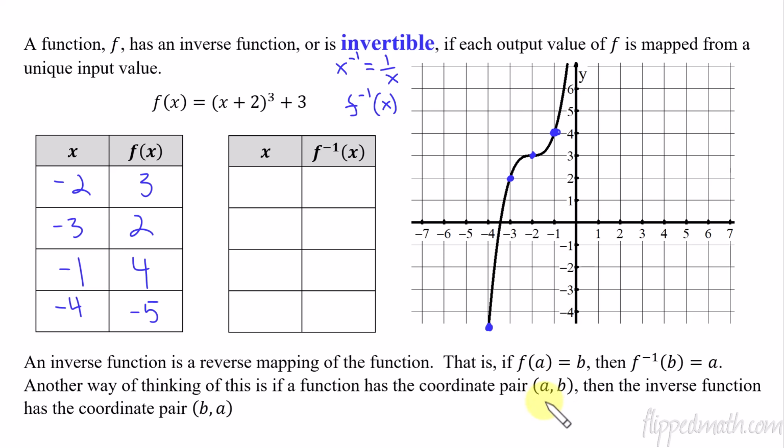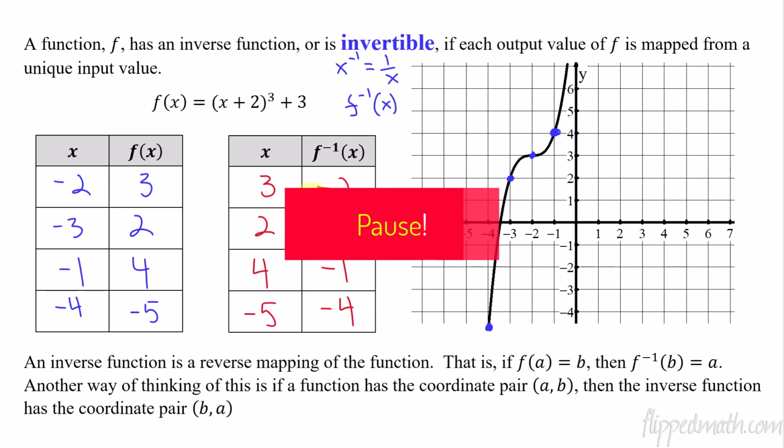If you have a coordinate pair (a, b), then the inverse function will have the coordinate pair (b, a). The x and y just traded places. So let's take this -2, 3 and swap them. This would become 3, -2. This becomes 2, -3, 4, -1, and then -5 and -4. So what I'd like you to do is take these coordinate points, plot them on your graph, and see if you can sketch what it would look like. Go ahead and pause your video now and try to do that.